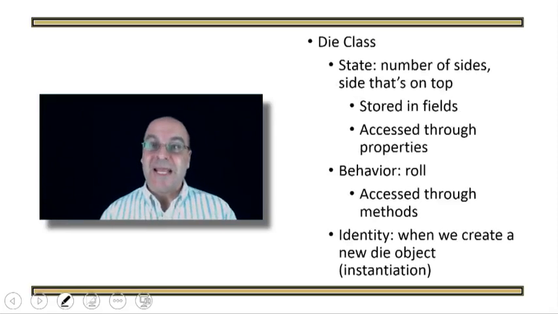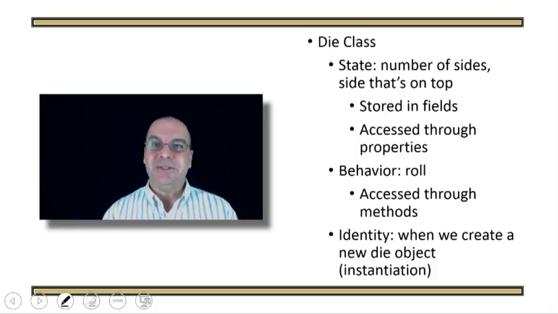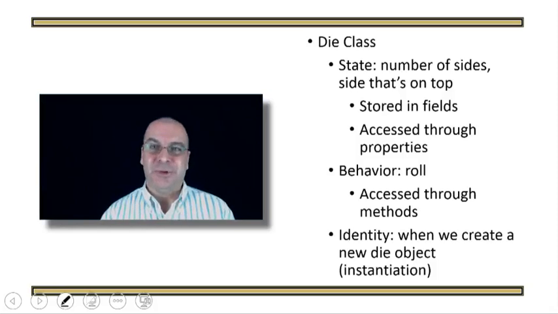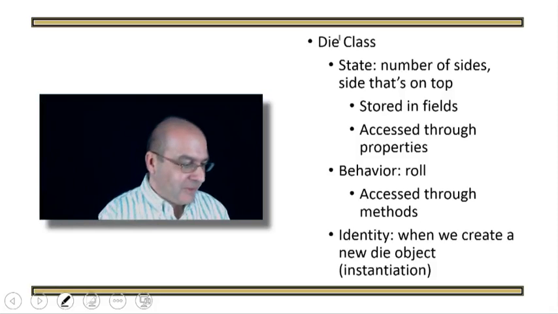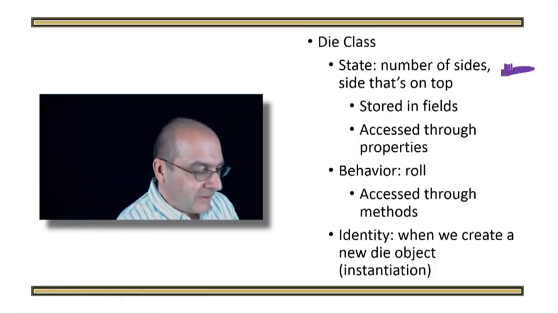So let's build a die class. A die is a thing that we roll. It has a certain number of faces, and so we'll come up with a design for a die that corresponds to a die in the real world. And so first, we'll start with state.